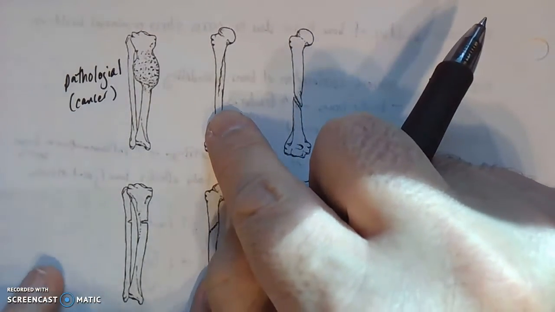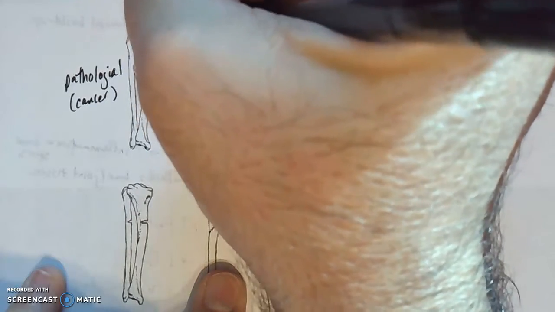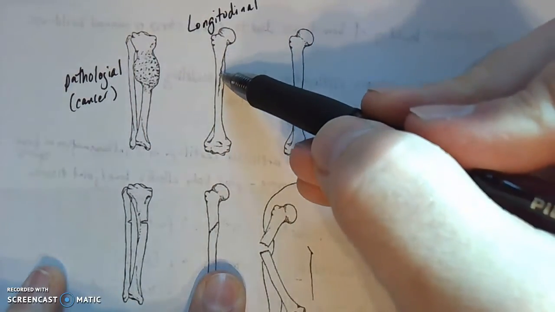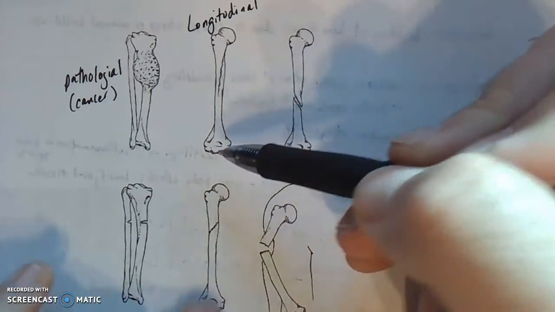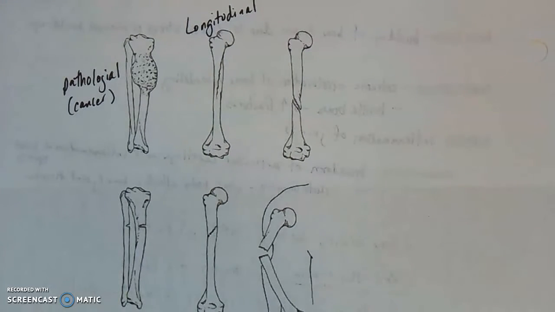This one is called a longitudinal. You can see that the fracture is coming down almost parallel to the long axis of the bone. And this one is an incomplete. It doesn't go the whole way across. Sometimes this is called a linear fracture.